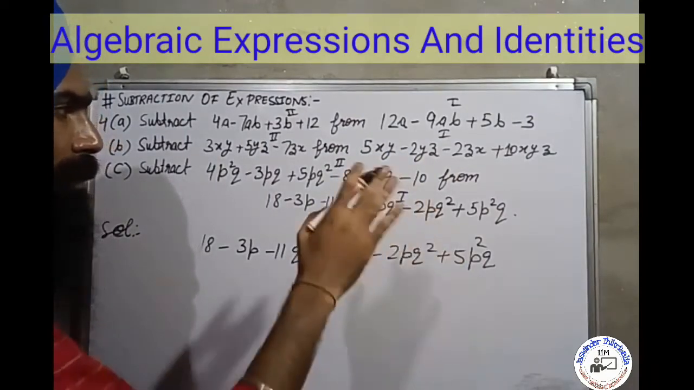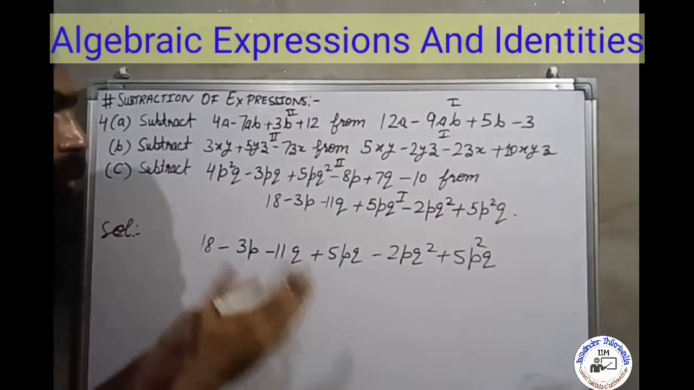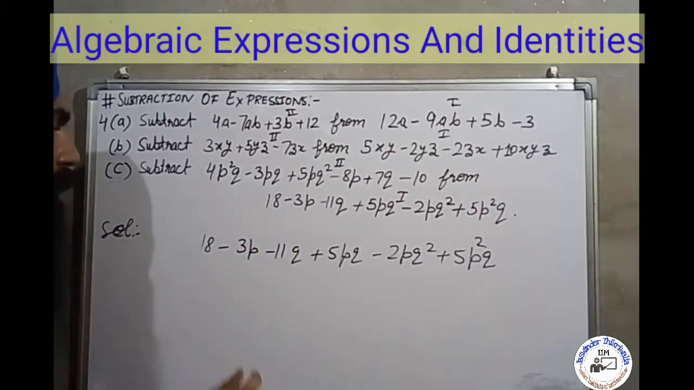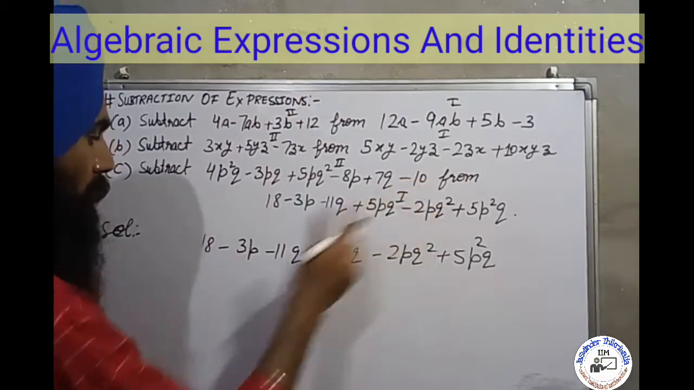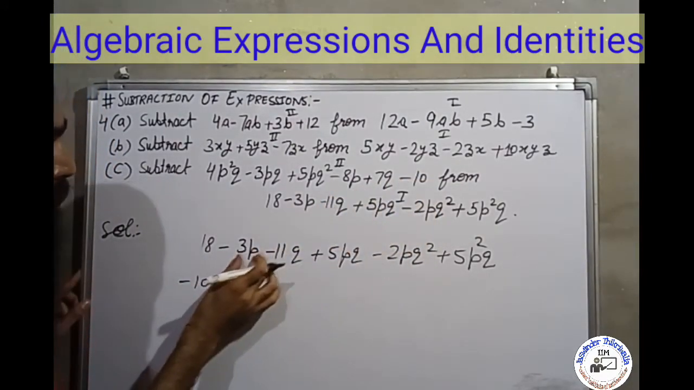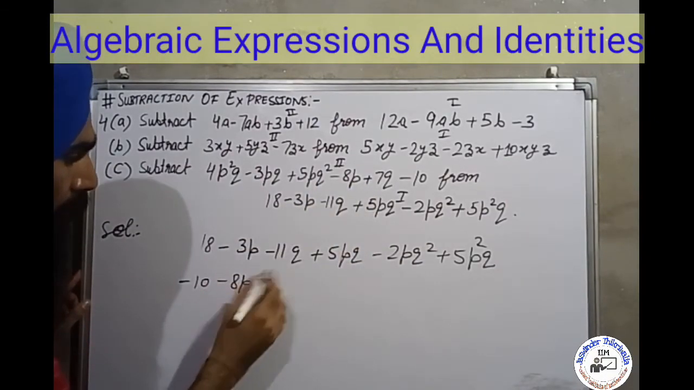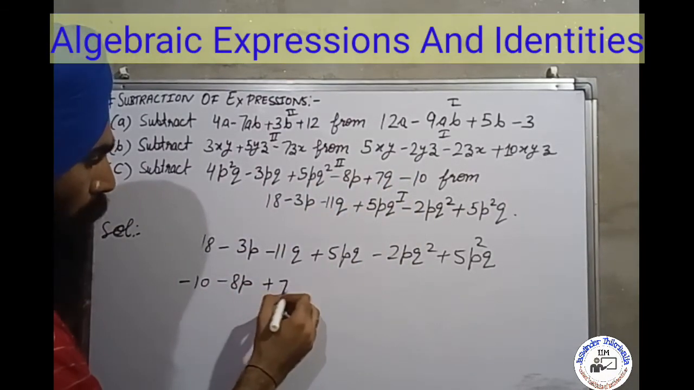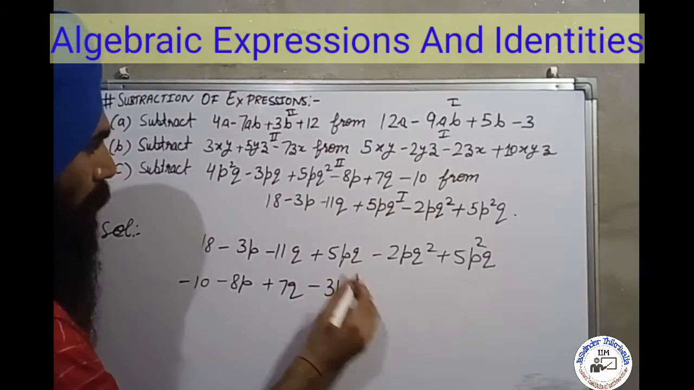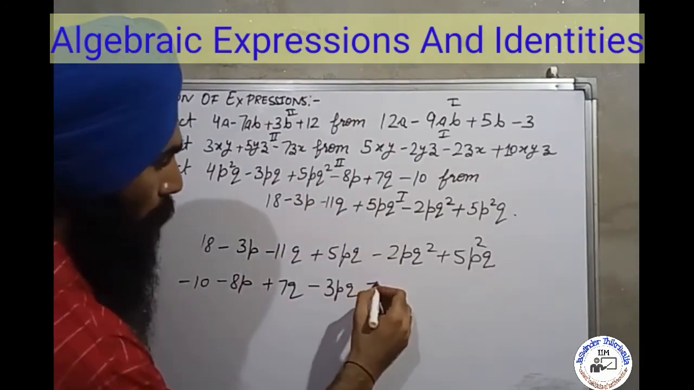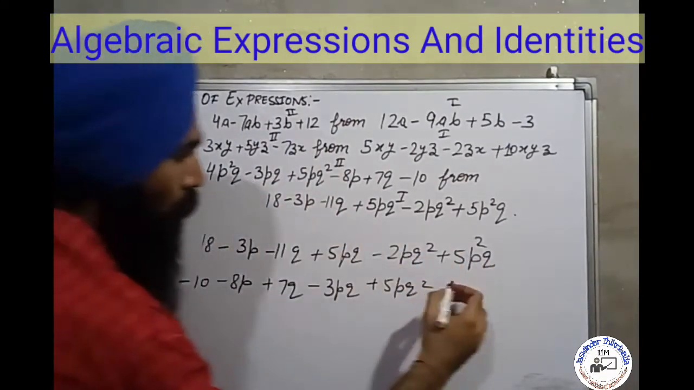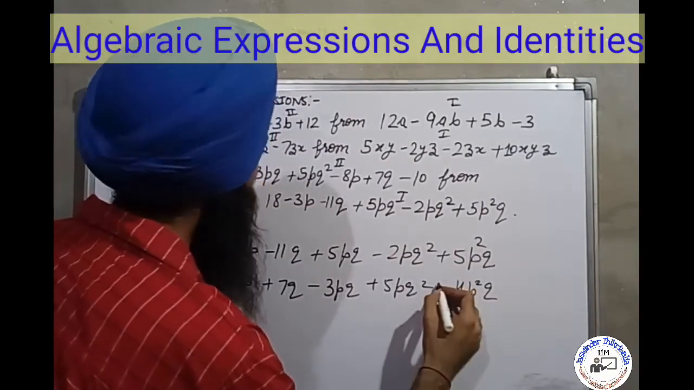Take care that the constant term should be under the constant, the q variable under the q variable, and the p variable under the p variable. Now start from the constant. In this, what is the constant? Minus 10. Then for the p term, minus 8p; then the q term, 7q; then the pq term, minus 3pq; then pq square, plus 5pq square; then p square q, 4p square q with a plus sign.